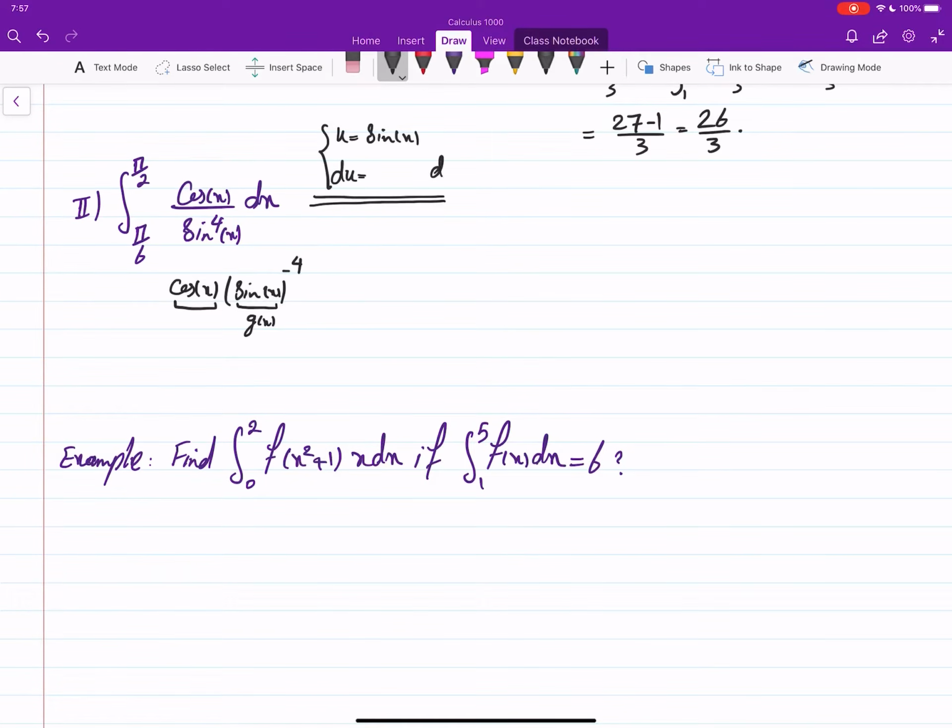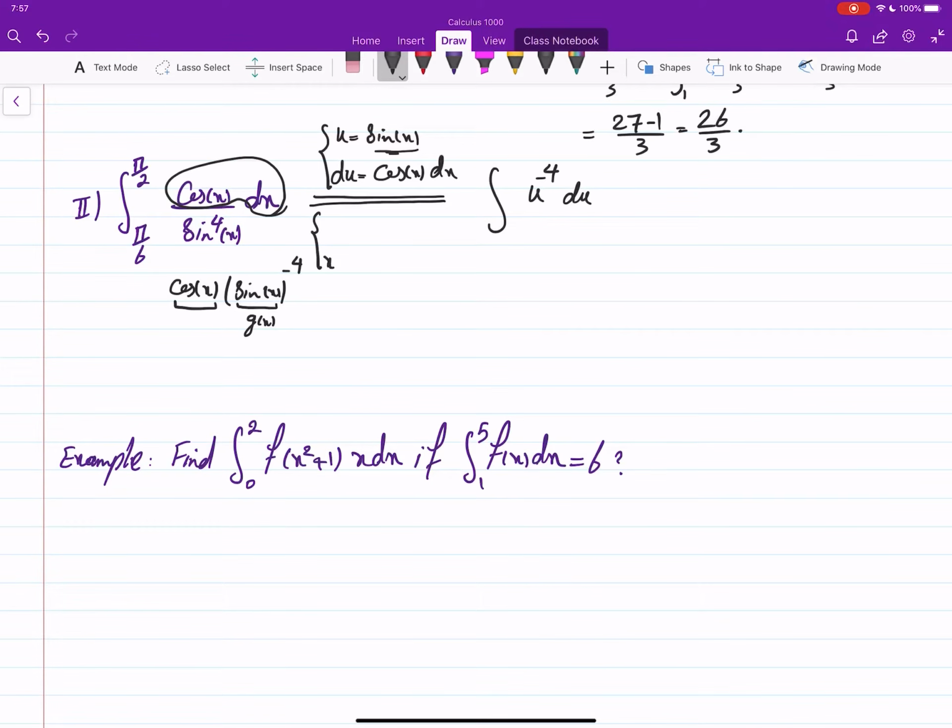du and dx are related by multiplying dx by the derivative of sine x, which is cosine x. So this way we have cosine x dx is du. And 1 over sine to the power 4, what you see here, is going to be u to the power negative 4.